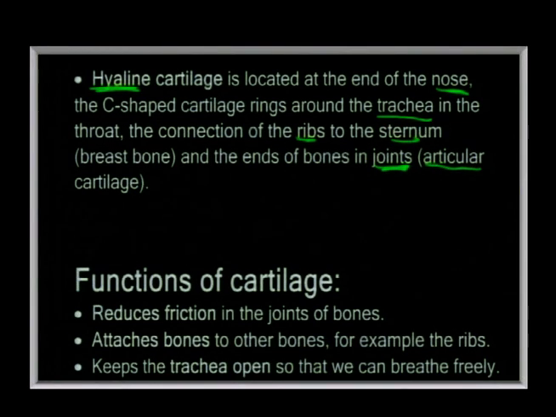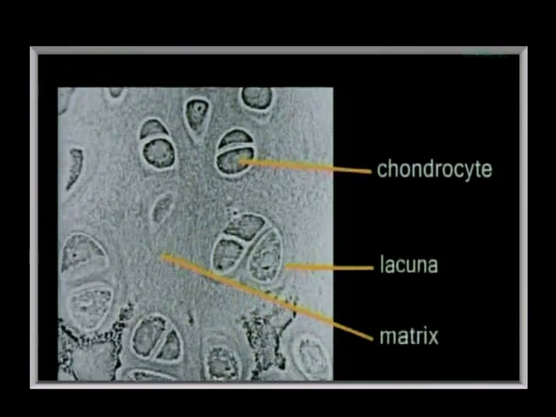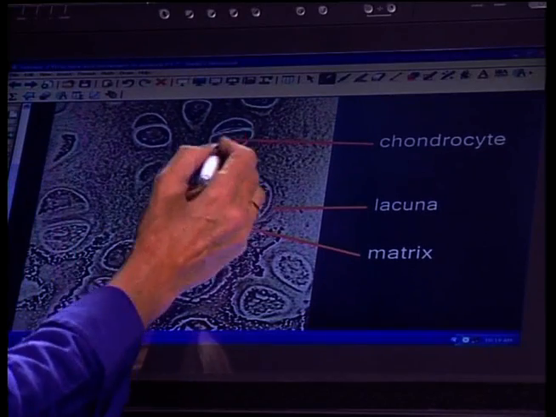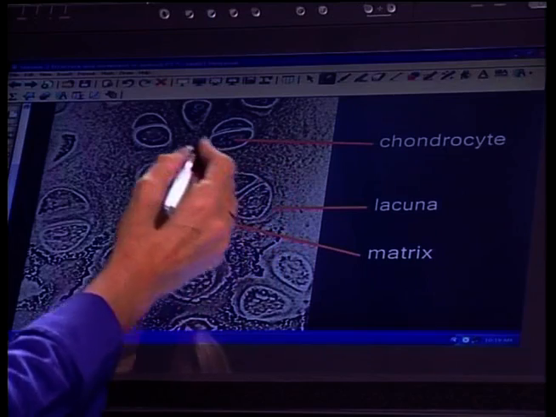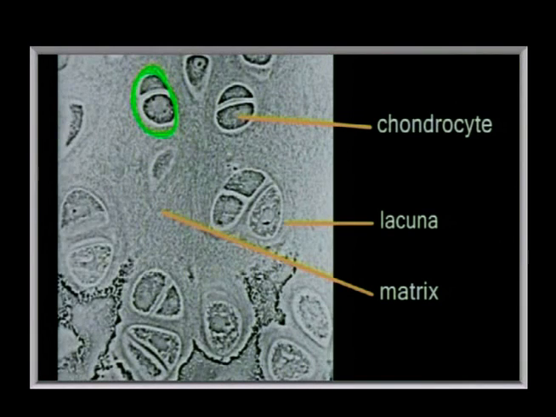Functions of cartilage: it reduces friction in the bone joints, like with the articular cartilage. It attaches bones to other bones, for example, the ribs, and it keeps the trachea open so that we can breathe. All right. Now here's tissue of the skeleton continued. This would be what cartilage looks like. You have your chondrocytes, and they sit inside the lacuna. So this little area around here where the chondrocyte is, that is the lacuna. It's like the little cavity. And then you have this matrix in between.